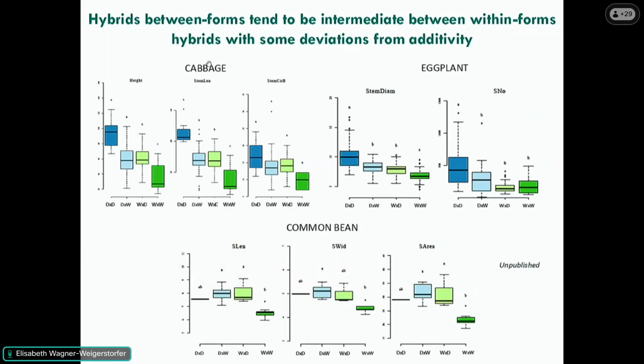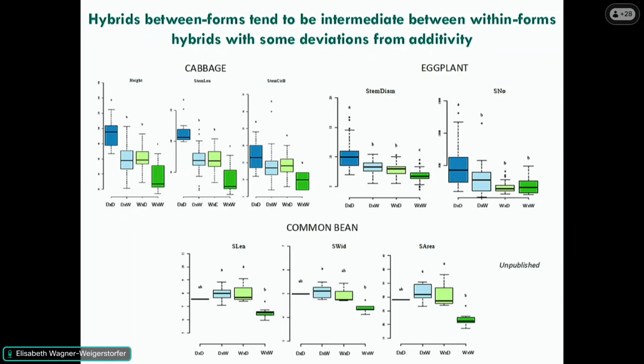Here I'm presenting the data for cabbage, eggplant, and common bean. On the left, in dark blue, you have domestic crosses, so between landraces. Wild crosses are on the right, in dark red, and in between you have domestic-wild and wild-domestic crosses. You see that often the between-form crosses are in between the parental crosses, and this is the most general situation.